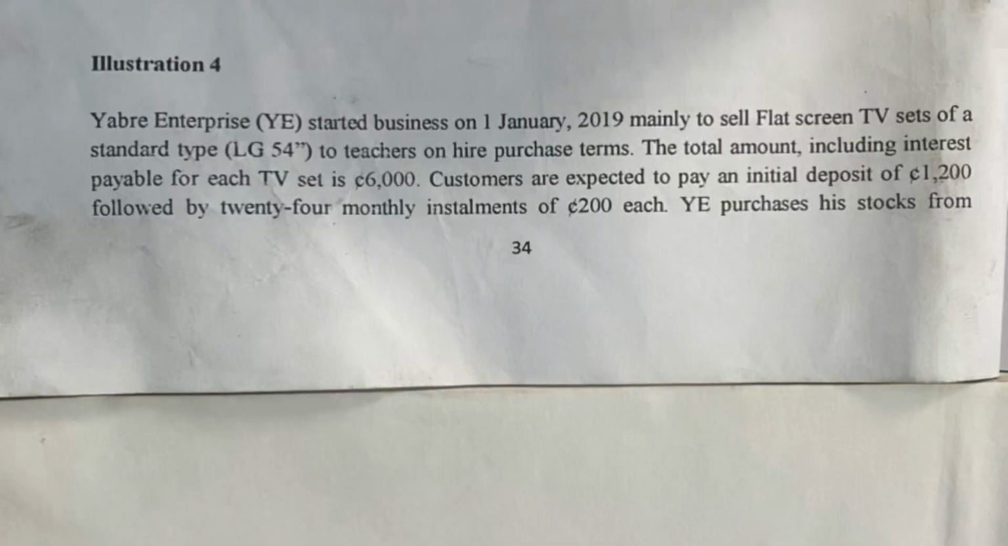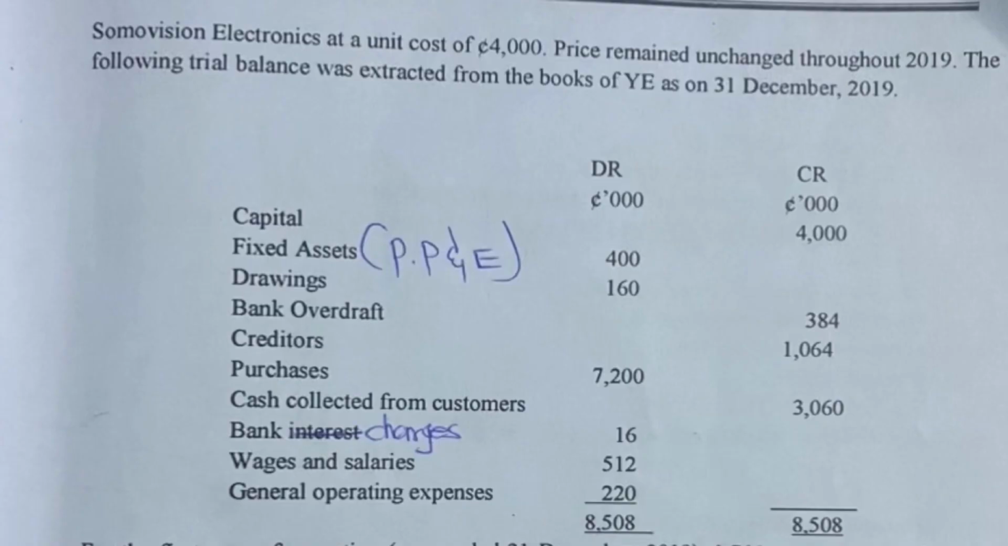Yabra Enterprise started business on 1st January 2019, mainly to sell flat screen TV sets of a standard type, LG 54, to teachers on hire purchase terms. The total amount, including interest payable for each TV set, is 6,000 cedis. Customers are expected to pay an initial deposit of 1,200 cedis, followed by 24 monthly installments of 200 cedis each. Yabra Enterprise purchased its stock from Somovisions Electronics at a unit cost of 4,000 cedis. Price remained unchanged throughout 2019.